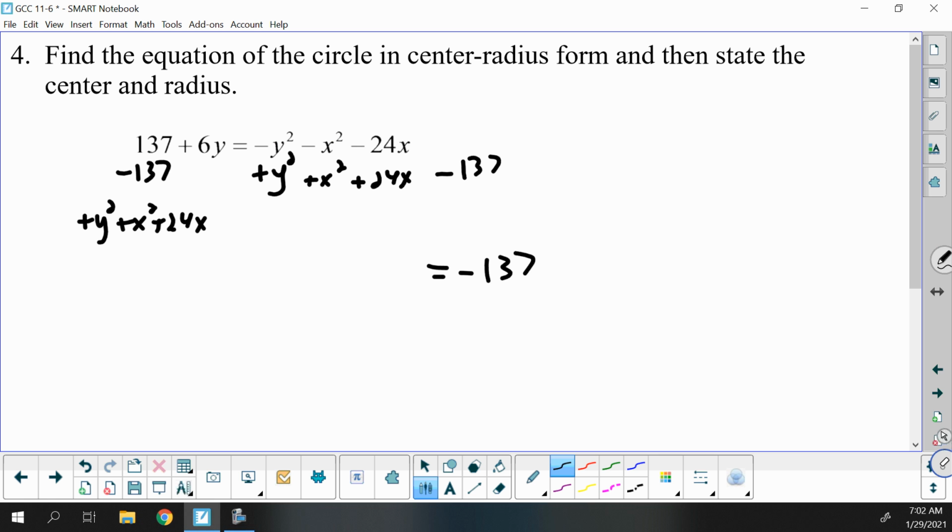On the left, let's put things in order, grouped together by the variable. So we have x squared. We now have a plus 24x plus blank. We'll have to figure out what goes there. We'll have plus y squared plus 6y plus blank.